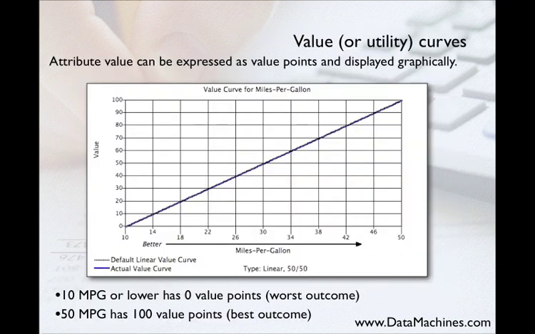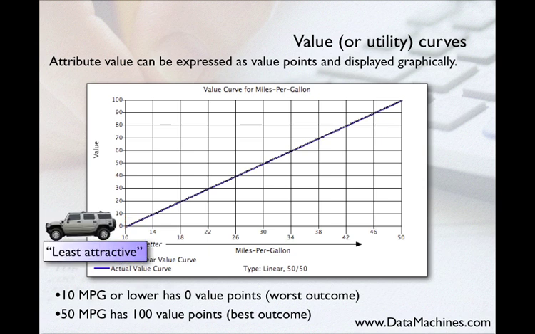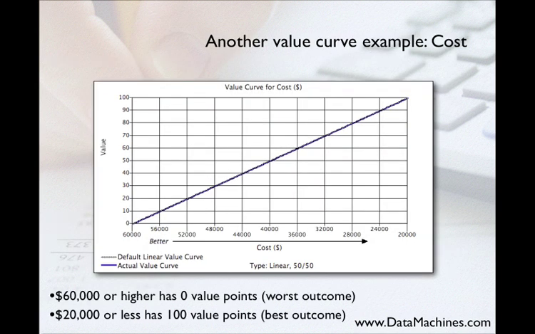So your attribute attractiveness can be expressed as value points and displayed graphically. In this chart, the attribute values are plotted on the horizontal or x-axis, and the corresponding value point score is plotted on the vertical or y-axis. The left side of the chart shows that cars that get less than 10 miles per gallon have no attractiveness, or 0 value points. On the other end of the x-axis, cars that get 50 miles per gallon are the most attractive with 100 value points. Most cars would have gas mileage ratings between 10 and 50 miles per gallon and would have value point scores between 0 and 100.